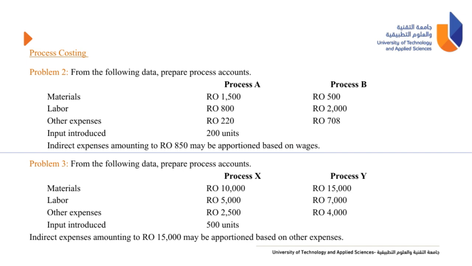In this case, the indirect expenses of RO 15,000 are to be apportioned based on other expenses. So, we'll allocate these expenses proportionally according to the other expenses incurred by each process, which helps us understand the complete cost structure. Overall, process costing allows us to determine the cost per unit by accumulating all costs associated with each process, including materials, labor, and allocated overheads. Properly apportioned expenses ensure accuracy in cost calculation, enabling better pricing, controlling costs, and analyzing profitability across different processes.